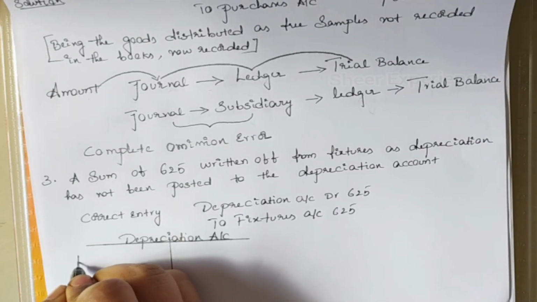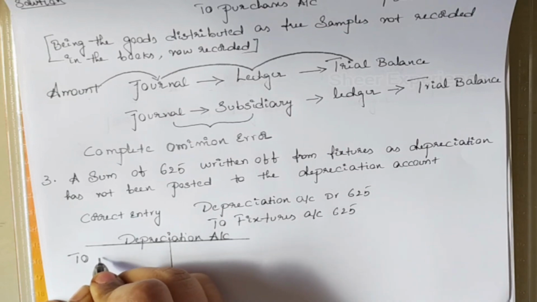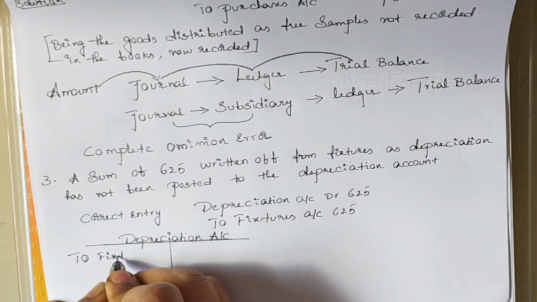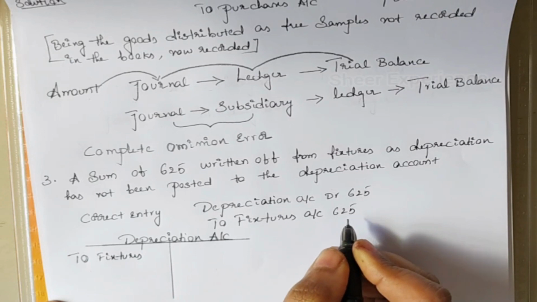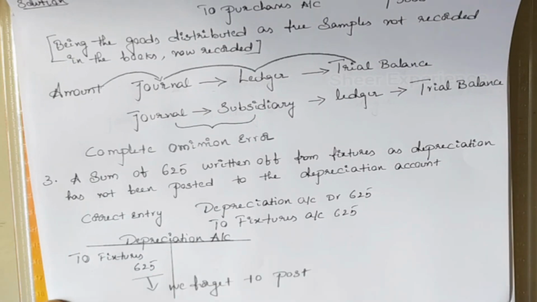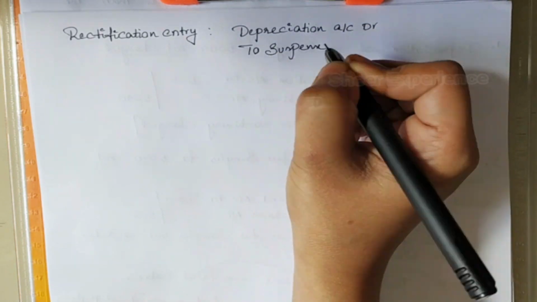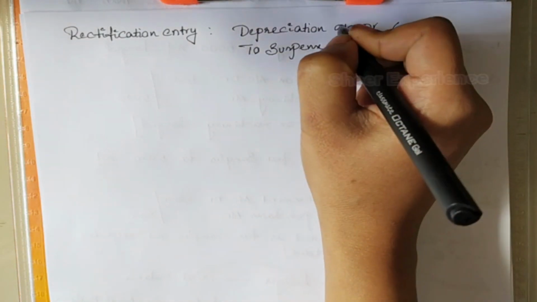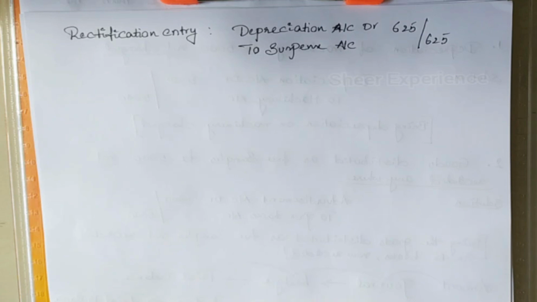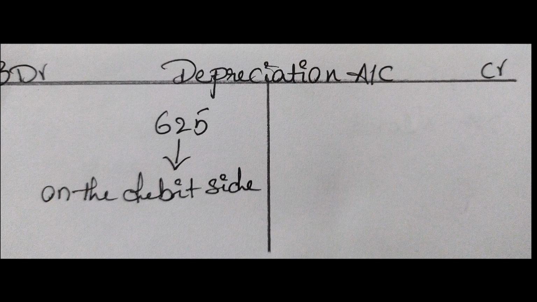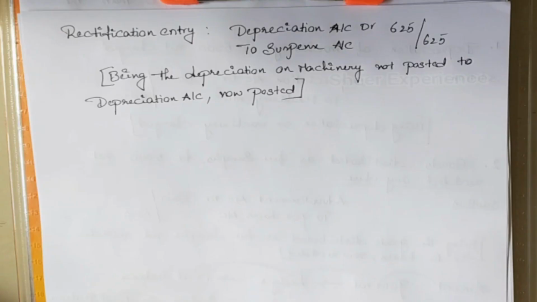Amount is 625. On the debit side of the depreciation account, we record 'to fixtures' and the amount is 625. But we have forgotten to post it into depreciation account. That is what the error states. So the rectification entry is depreciation account debtor to suspense account. Amount is 625. Here we are crediting suspense account because we want the amount to appear on the debit side of the depreciation account. So we have credited suspense account.